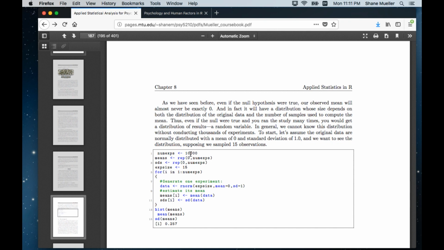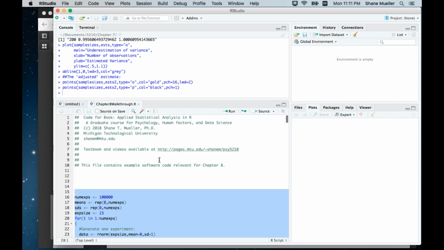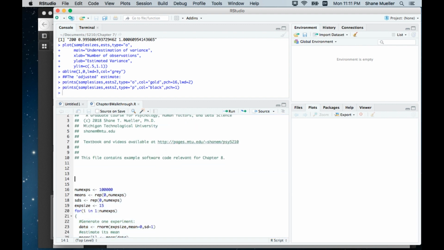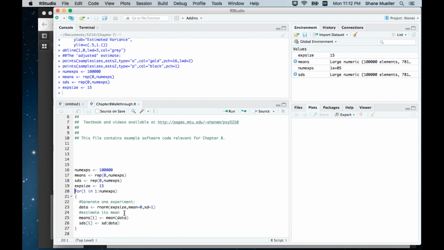But maybe I want to do 10,000 experiments. And each time, I'm going to calculate the mean and standard deviation of my experiment. And here I'm going to specify experiment size, and I'm going to specify it to be 15. So this is like, in a given experiment, you collect 15 values, and here we're going to collect them from a random variable that has mean 0 and standard deviation 1. Then I'm going to calculate the mean of those 15 and the standard deviation of those 15.